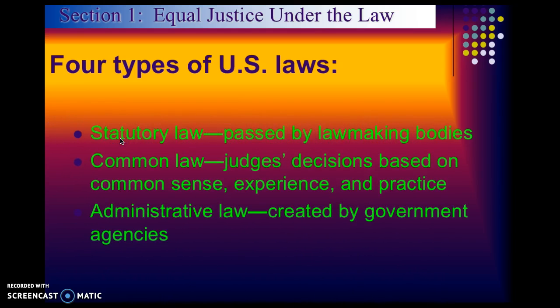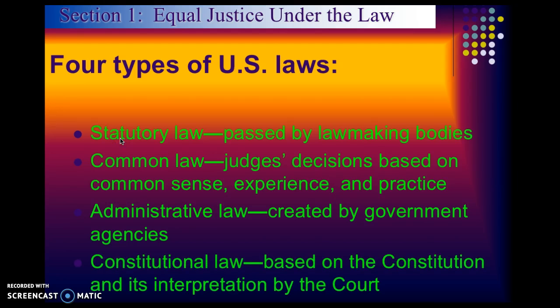The next type of law is what is called administrative law. Administrative laws are created by government agencies. So those regulatory commissions and independent agencies that we talked about last chapter, any laws they make would be examples of administrative laws. And then finally, there's constitutional law. And this one's pretty self-explanatory. This is a law that is based on the Constitution and how it is interpreted by the courts.